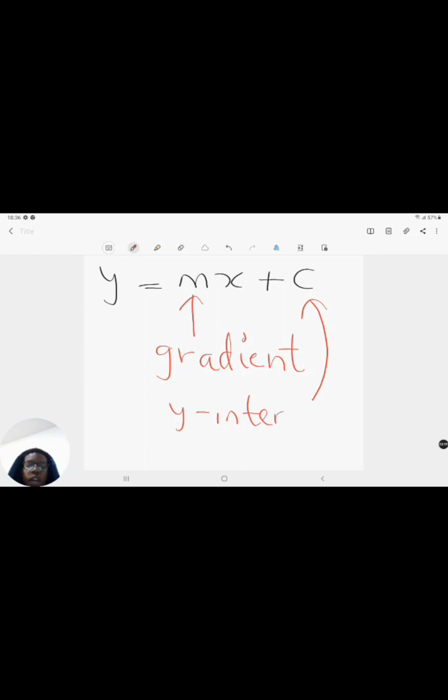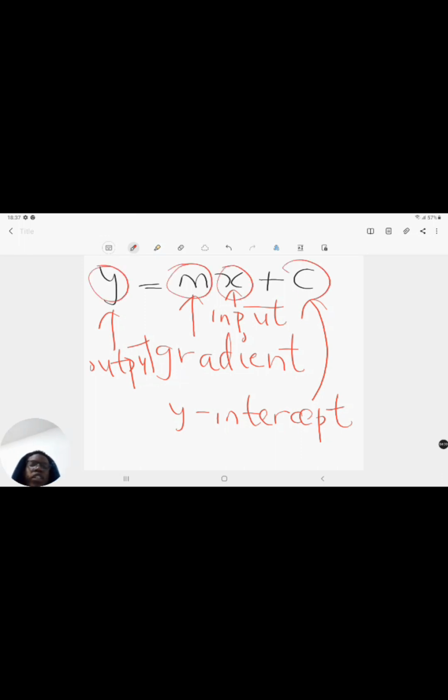c is your y-intercept. I will explain what these mean graphically in a couple of seconds or minutes. y is your output. This is the value of y you get when you put in a certain input. So your x is your input, your y is your output, your m is your gradient, your c is your y-intercept. You can say your m is your gradient or your slope. They mean the same thing, gradient or slope.